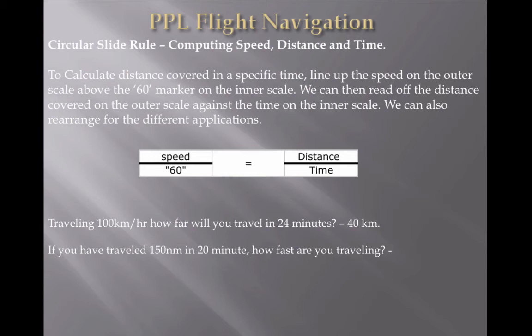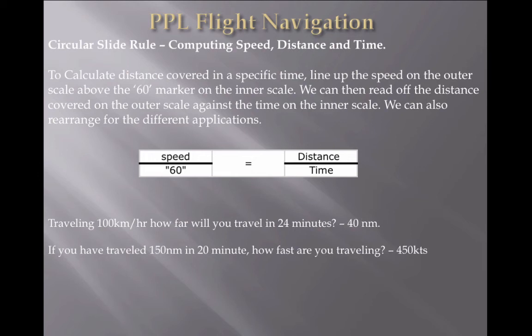If you've travelled 150 nautical miles in 20 minutes, how fast are you travelling? Okay, so it's using the same equation, but we're asking a different kind of question. So we know the distance, and we know the time. So we line up distance, because it's on the outside, because time is always on the inside, we take our 20, we align it with 150, and then we just find our base 60 pointer, our little triangle, and that's pointing to our speed.